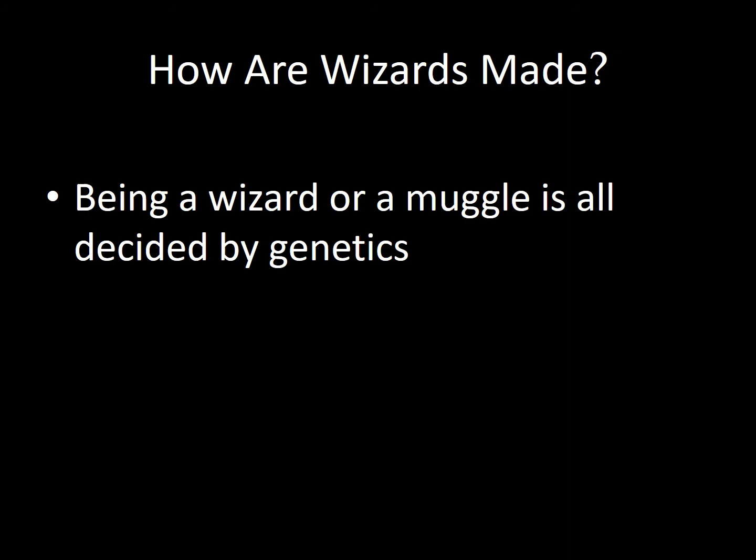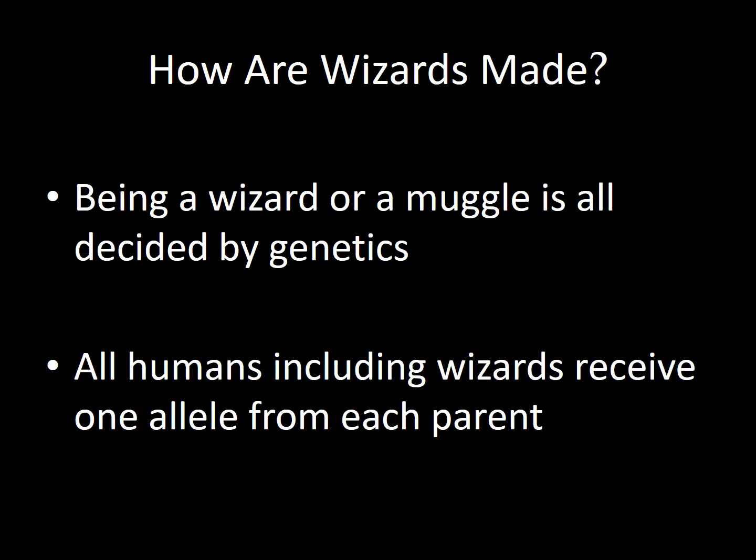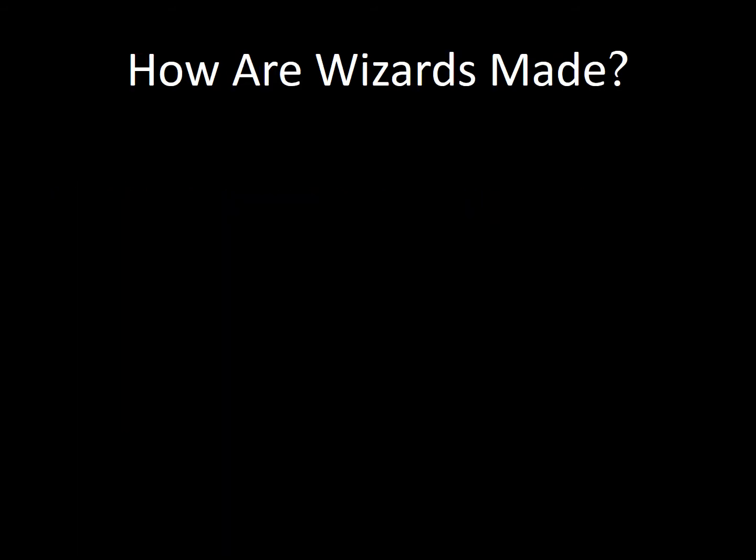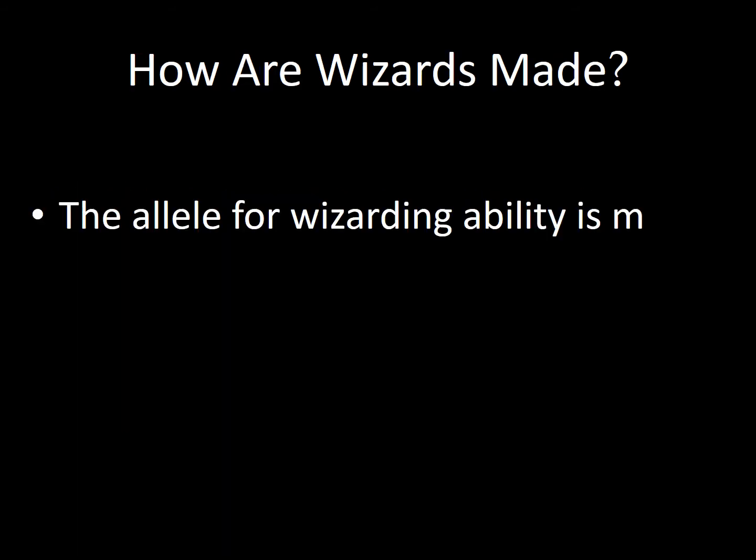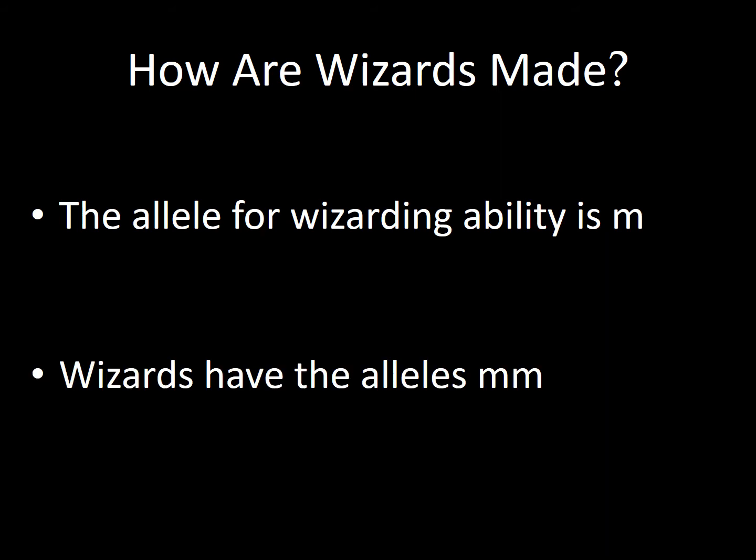So how are wizards made? Well, here, being a wizard or a muggle is all decided by genetics, and all humans, including wizards, receive 1 allele from each parent. So the allele to be a wizard is lowercase m, or recessive m. So wizards have the alleles little m, or they're homozygous recessive. Remember, homozygous means the same. So they're homozygous recessive. They have the same 2 little m's.